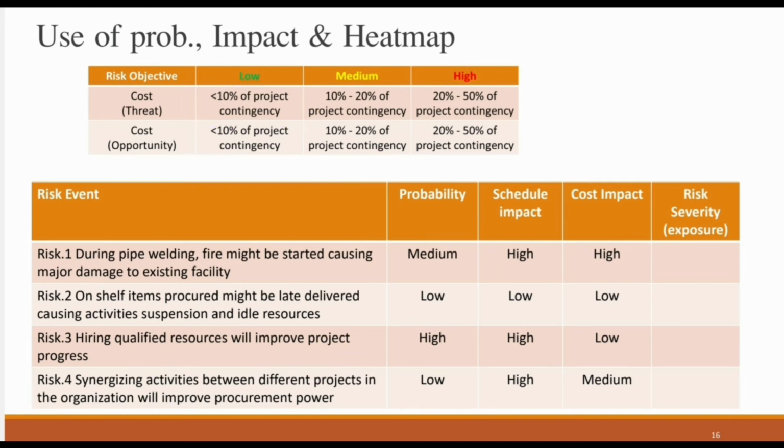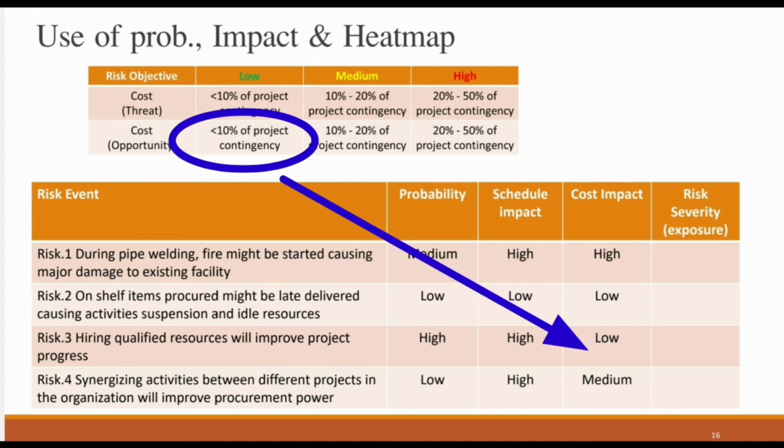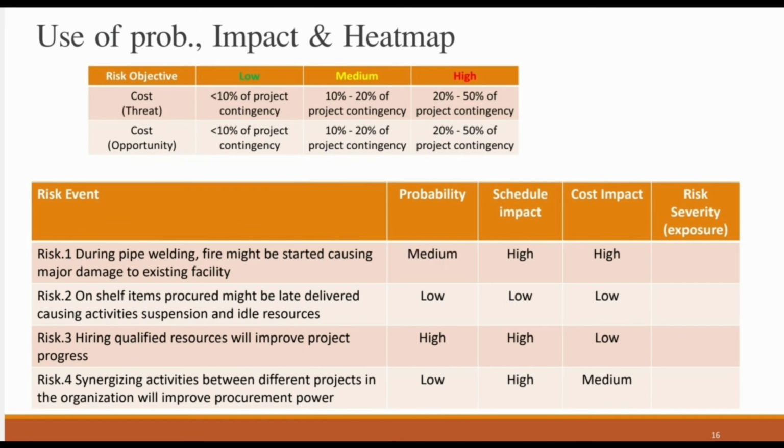Now the opportunity number 3, which is risk number 3, which is an opportunity. How much will it save me if I'm hiring qualified resources, how much improvement will I have on the cost? Well, that's not going to be much. Why? Because you are hiring more qualified resources, it means you are paying them more. Yes, they will do the work more efficiently, but if you take the difference between them being efficient and how much they are paid, that's going to be a low improvement on the project. So it's going to be a low cost impact on my project.